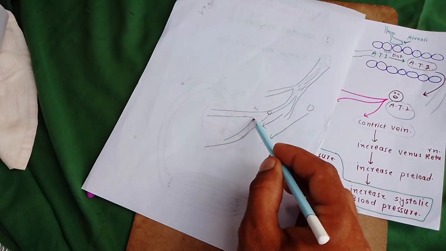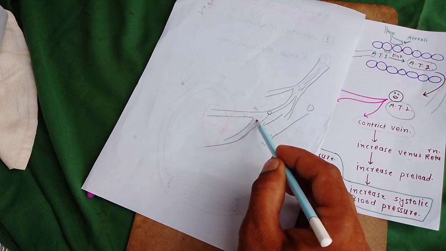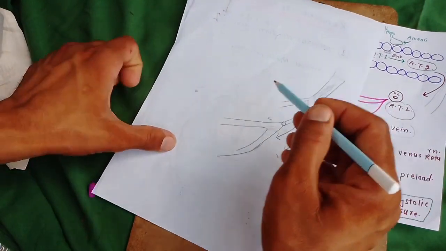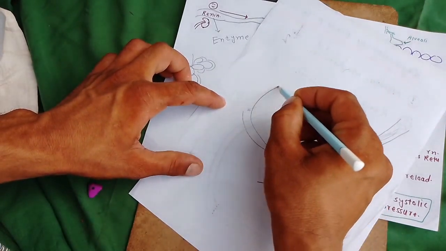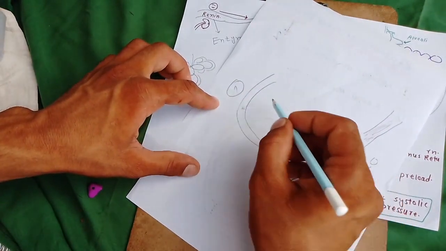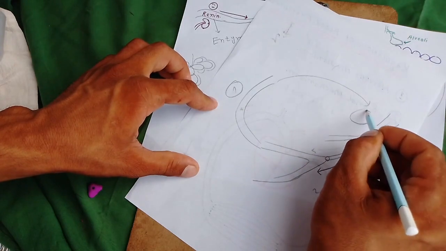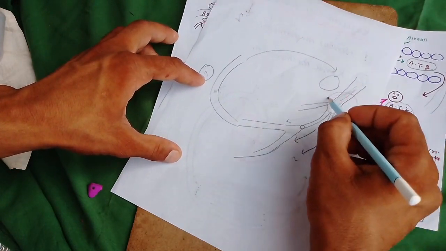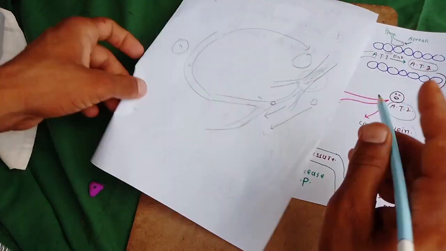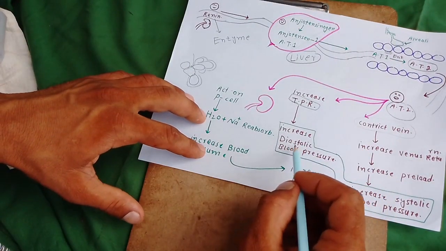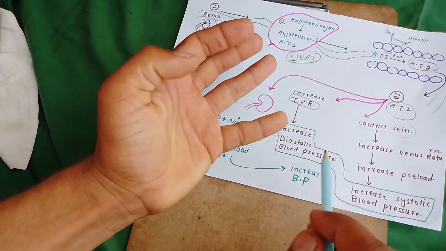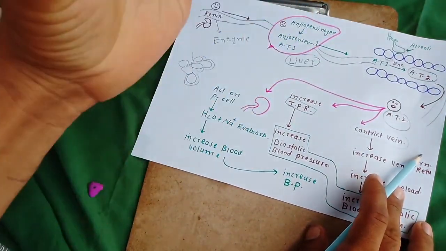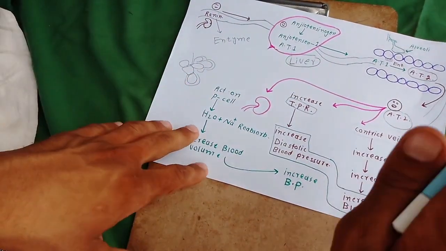This ring is present between the capillary and the arterioles, so a large amount of blood is maintained here. And the veins contract: number one, when they contract, a large amount of blood comes to the heart. The TPR increases, and a large amount of blood is maintained here, so it increases the BP, the diastolic blood pressure. Total peripheral resistance increases the diastolic blood pressure, as we know from my previous class.